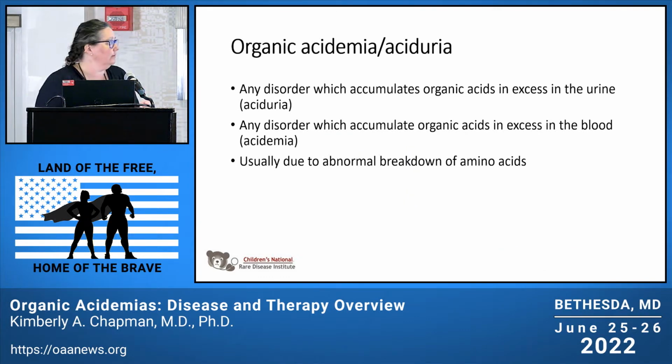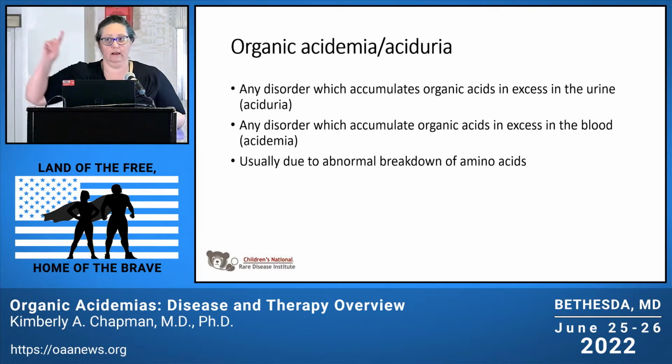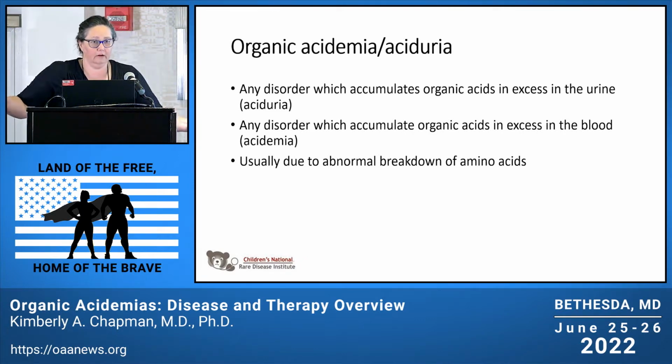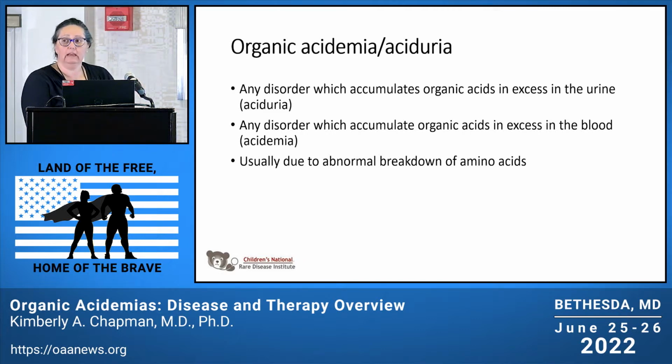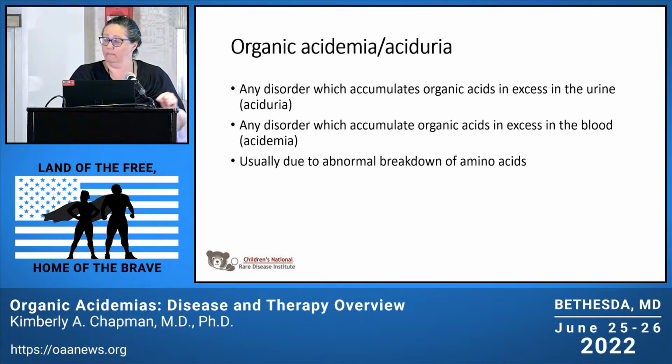Now, everybody says, what's the difference between an organic acidemia and an organic aciduria, right? Like we, Oleg and Chuck and I and Arini and all the providers use those names interchangeably often, or we'll use one thing specific versus the other. What's the difference? So an aciduria is any disorder which accumulates organic acids in excess in the urine. That's it. And acidemia is any disorder which accumulates organic acids in excess in the blood.